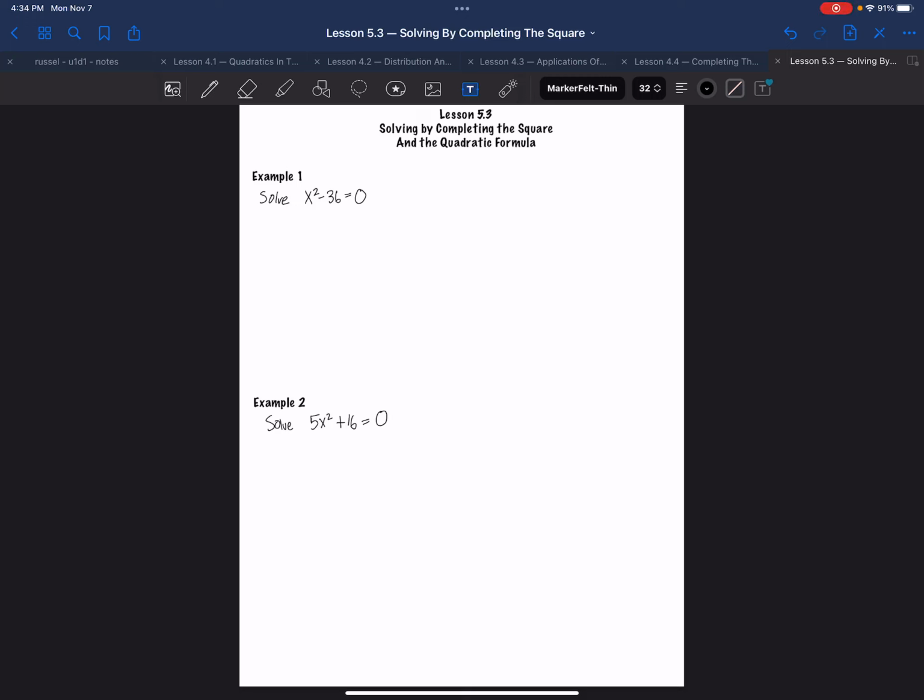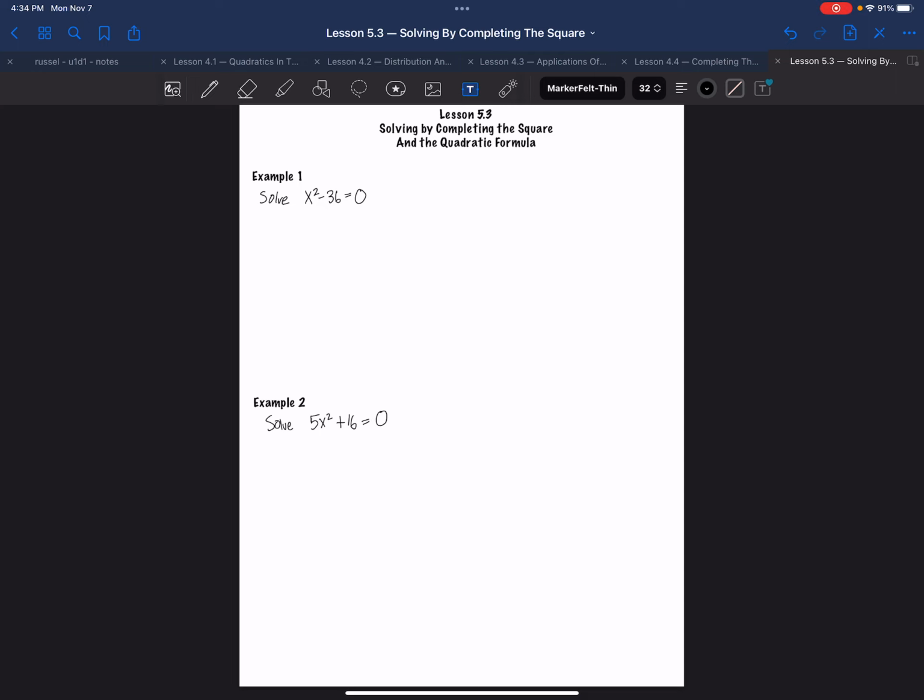Hello and welcome to Lesson 5.3, where we will solve quadratic equations by completing the square. We'll also touch on using the quadratic formula, but I think I'm going to split this video into two parts. The first part is completing the square only, and then in the second video, we will derive the quadratic formula and then use it to solve an example.